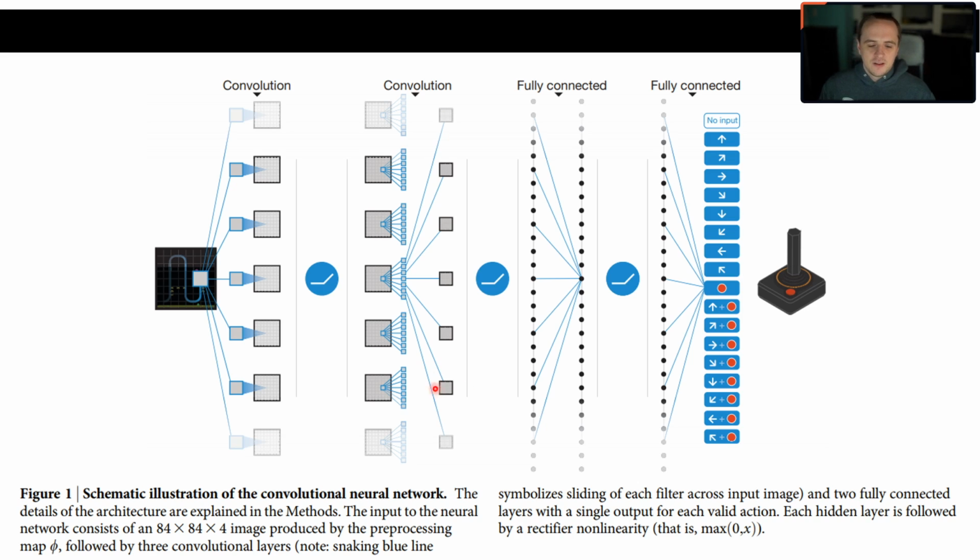So what they did for the game of Atari is they had the following policy network. Okay, so this is a policy network now. They're not storing values, they're actually computing the actions. So let's say, for example, schematic illustration of the convolutional neural network. The details of the architecture are explained in the methods of this paper. The input to the neural network consists of an 84 by 84 by 4 image produced by the preprocessing map, followed by 3 convolutional layers. And so what that meant is, I think this was from the Atari paper, and the Atari paper had the pixels of the image, like the red, green, blue, 84 by 84. And they passed that through 3 convolutional layers. Those went into a fully connected network, and then the output that they were trying to get from the neural network was what combination of buttons should you press.